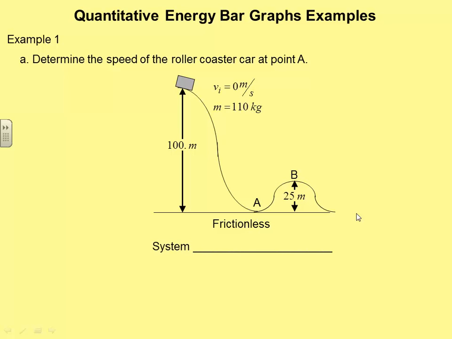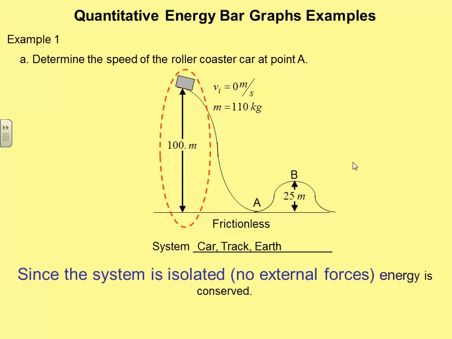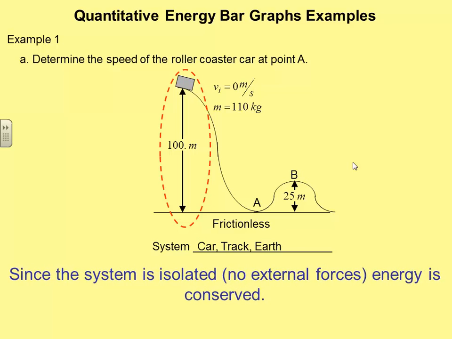So, first thing we've got to do from an energy standpoint is to define our system. I want to put the car, the track, and the earth in the system. If I do that, is the system isolated? Well, the forces that would act on the car would be gravity, car and the earth, and a normal force, car and the track. There's no friction, but even if there was, that would be between the car and the track. And we're neglecting air resistance, so all of the forces are internal. And therefore, the total amount of energy is conserved.